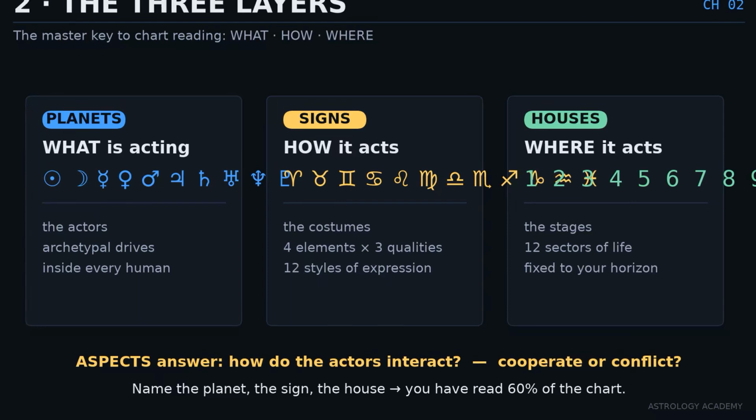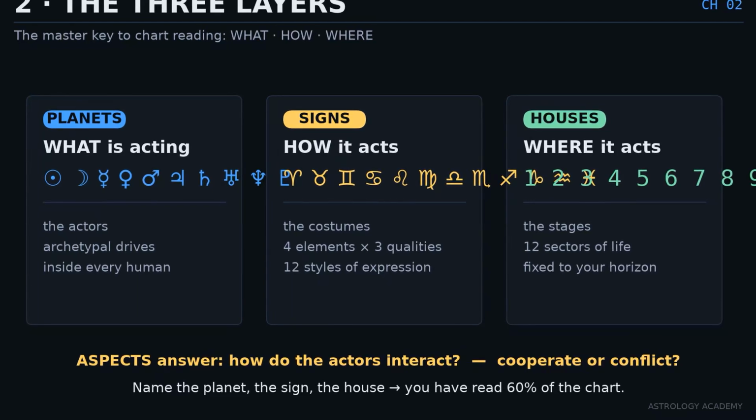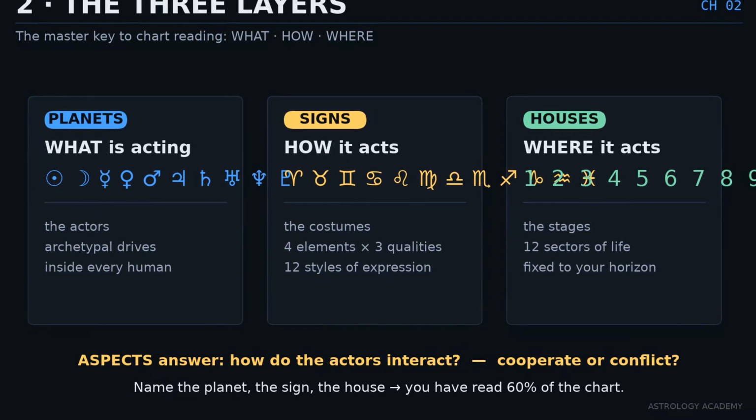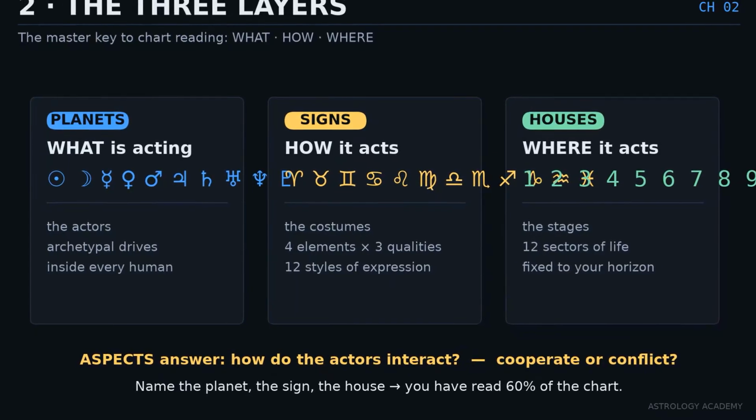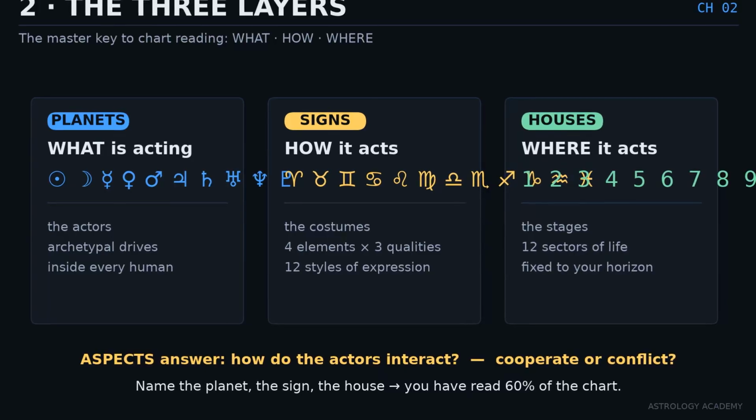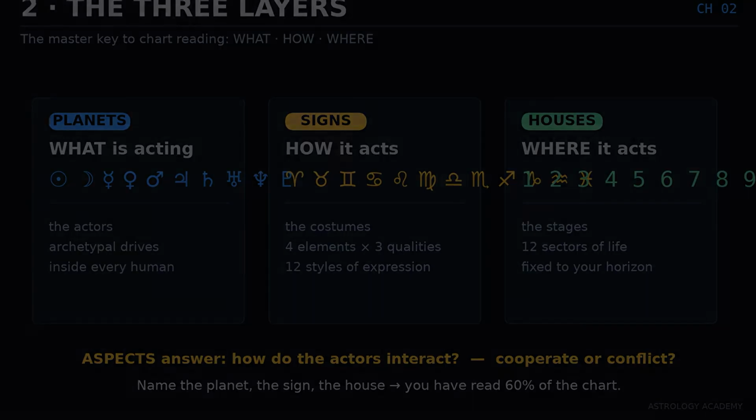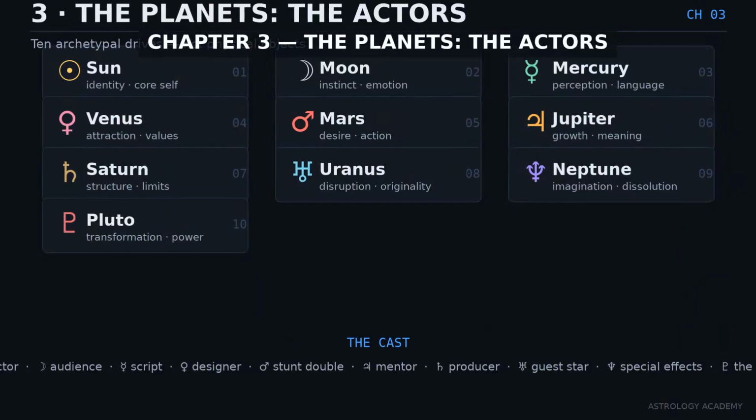Everything in chart reading, every technique that exists in astrology, is a variation on these 3 questions. What, how, where. If you can name the planet, the sign, and the house, you have already read 60% of the chart. Let's start with layer 1, the planets.